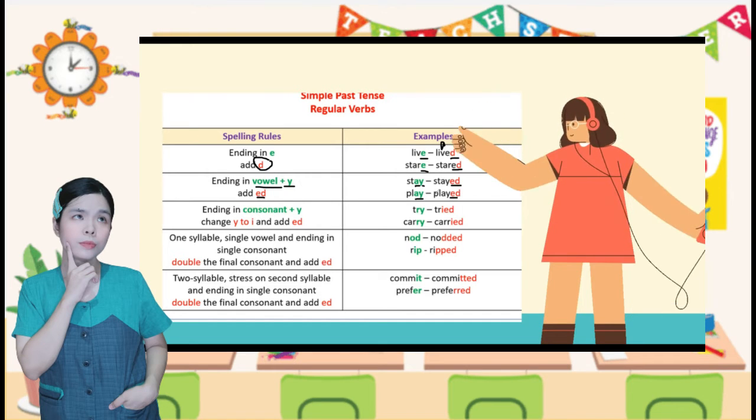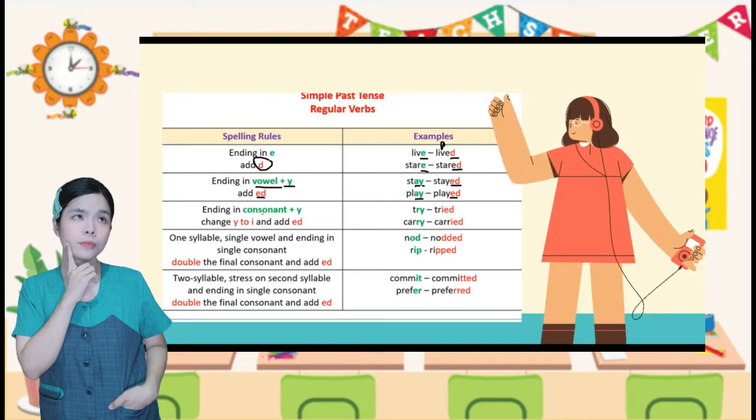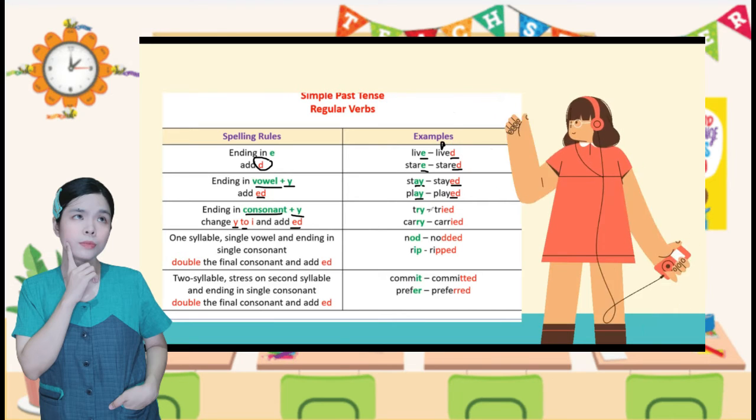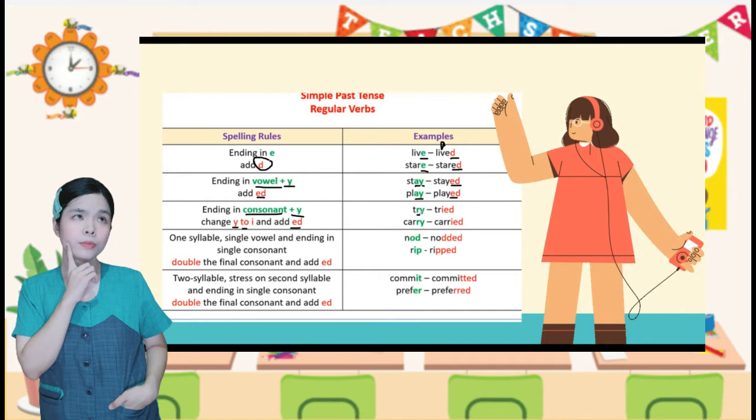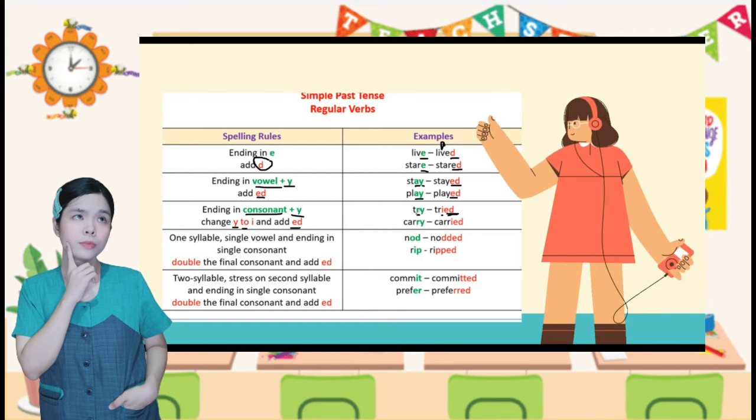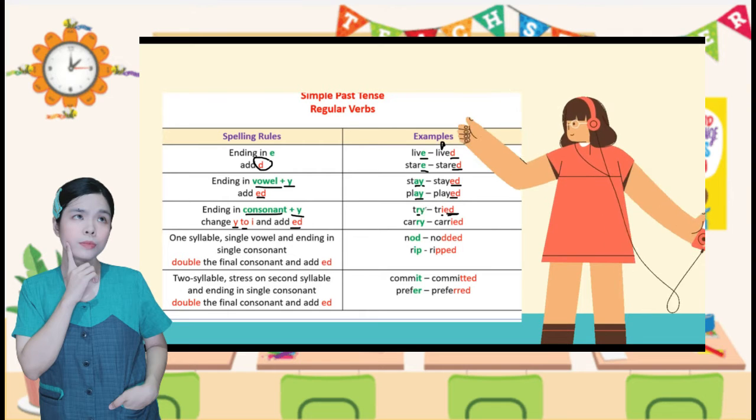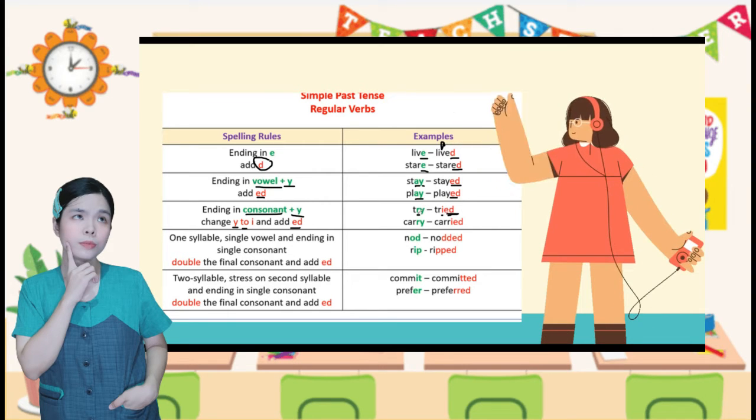The next one: if it ends with a consonant plus Y, we're just going to change Y to I and add ED. For example, try. It ends with Y, but preceded by a consonant. We're just going to change Y to I and add ED. So try, tried. Carry, carried.